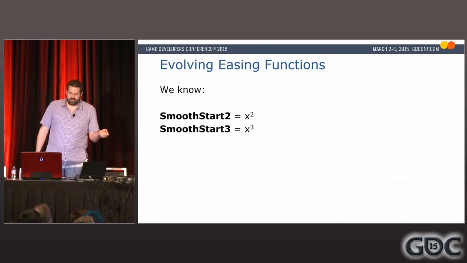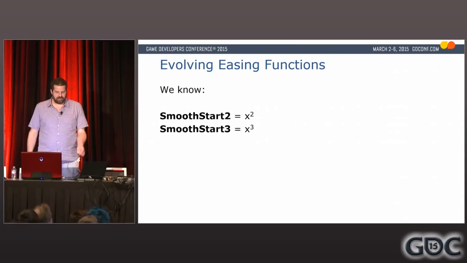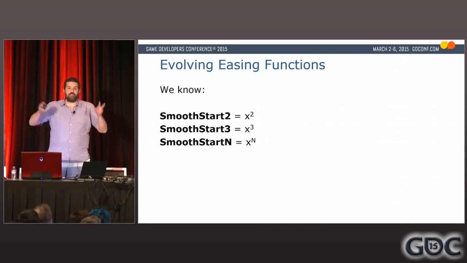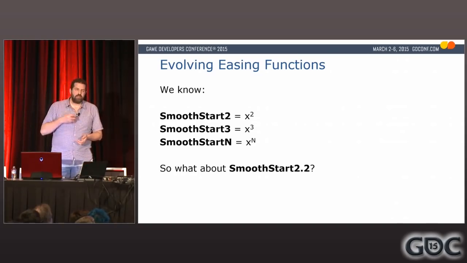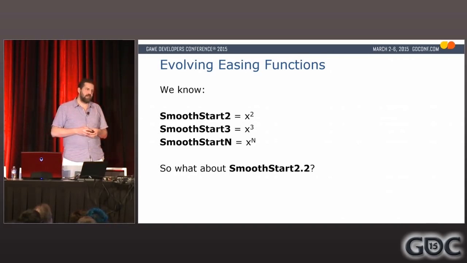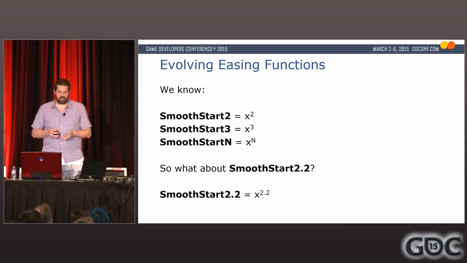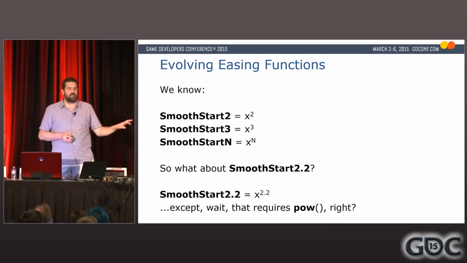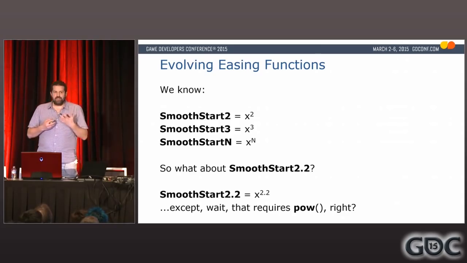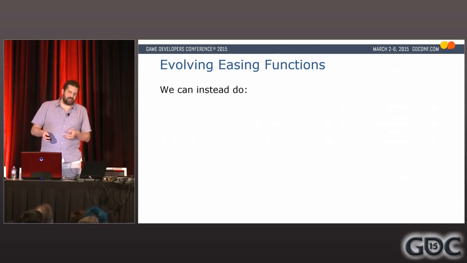Well, we know smooth start 2 is x squared. We know smooth start 3 is x cubed. So in general, we're saying smooth start n is x to the n. What would smooth start 2.2 be? Well, obviously, we're just going to raise it to the 2.2 power, right? But that's using pow. So I'm trying to avoid that. Is there a way we can avoid that? Turns out that there is.